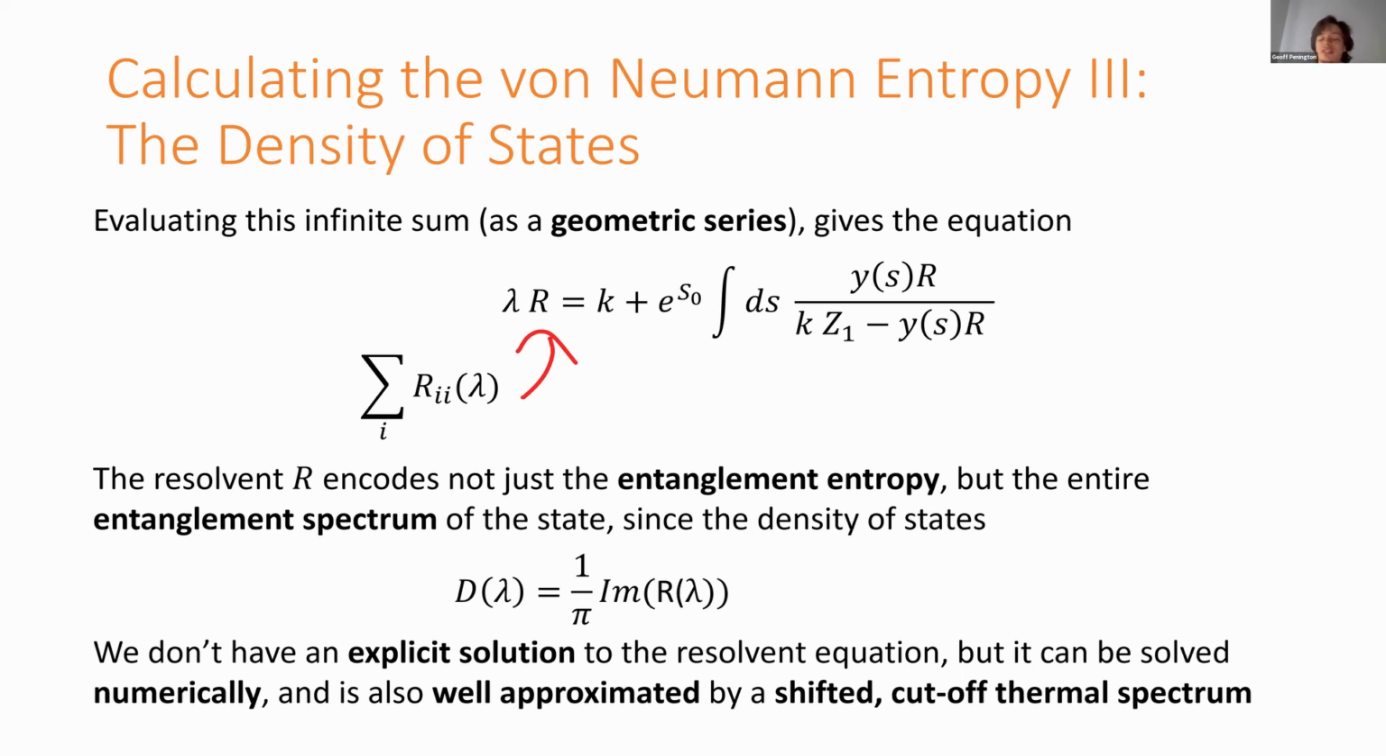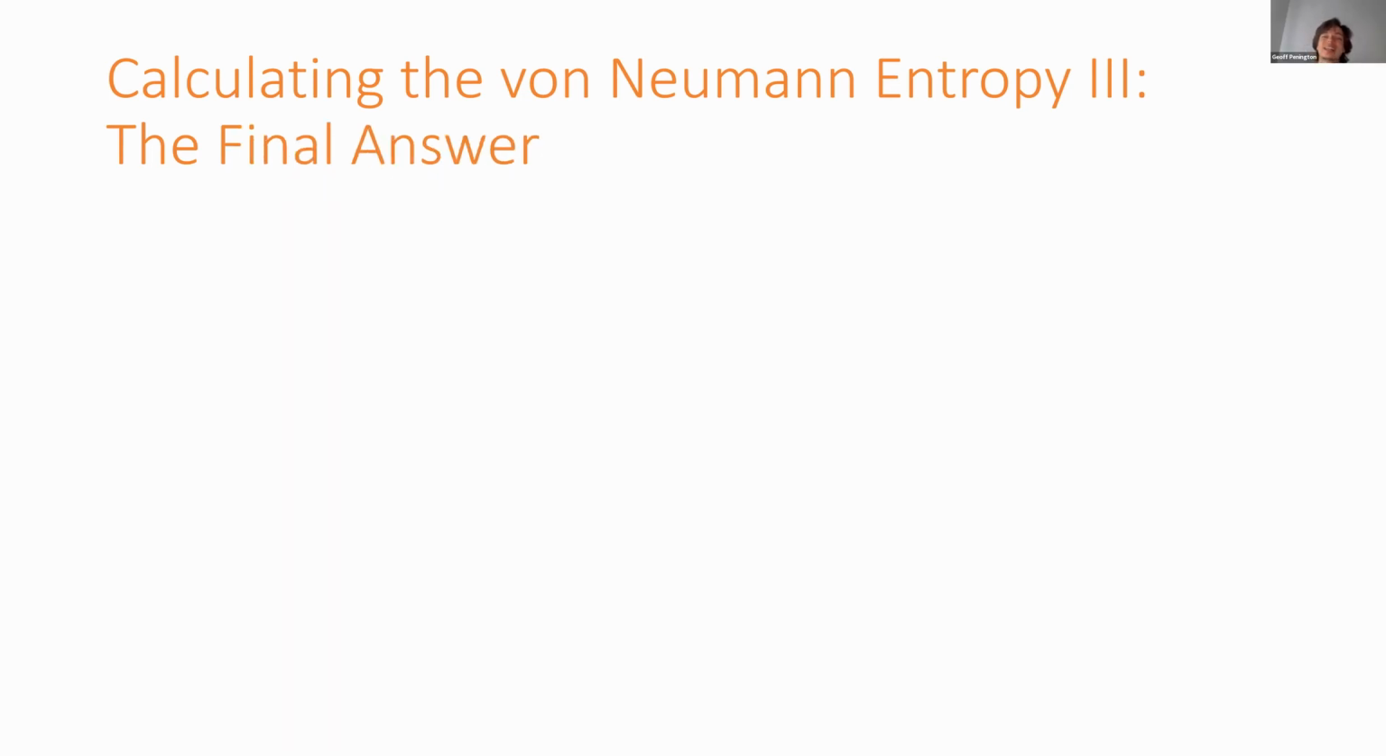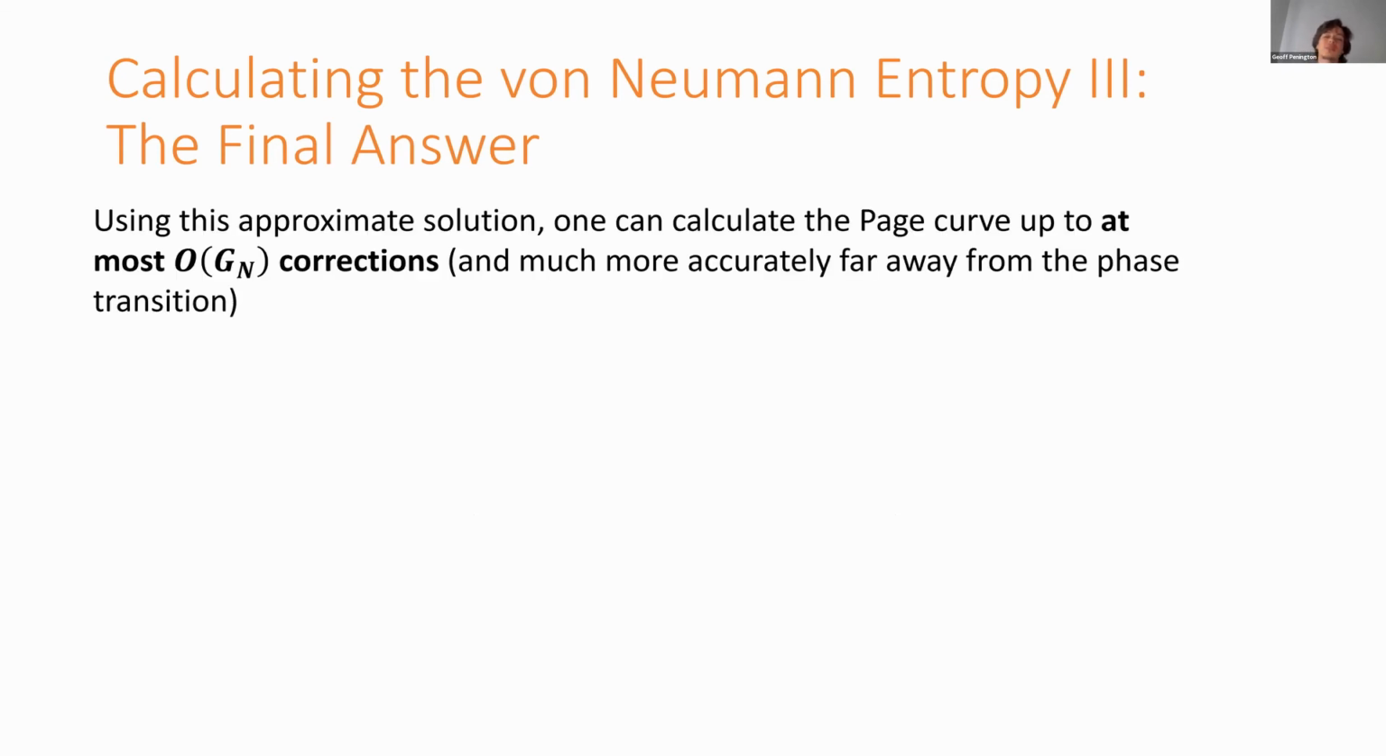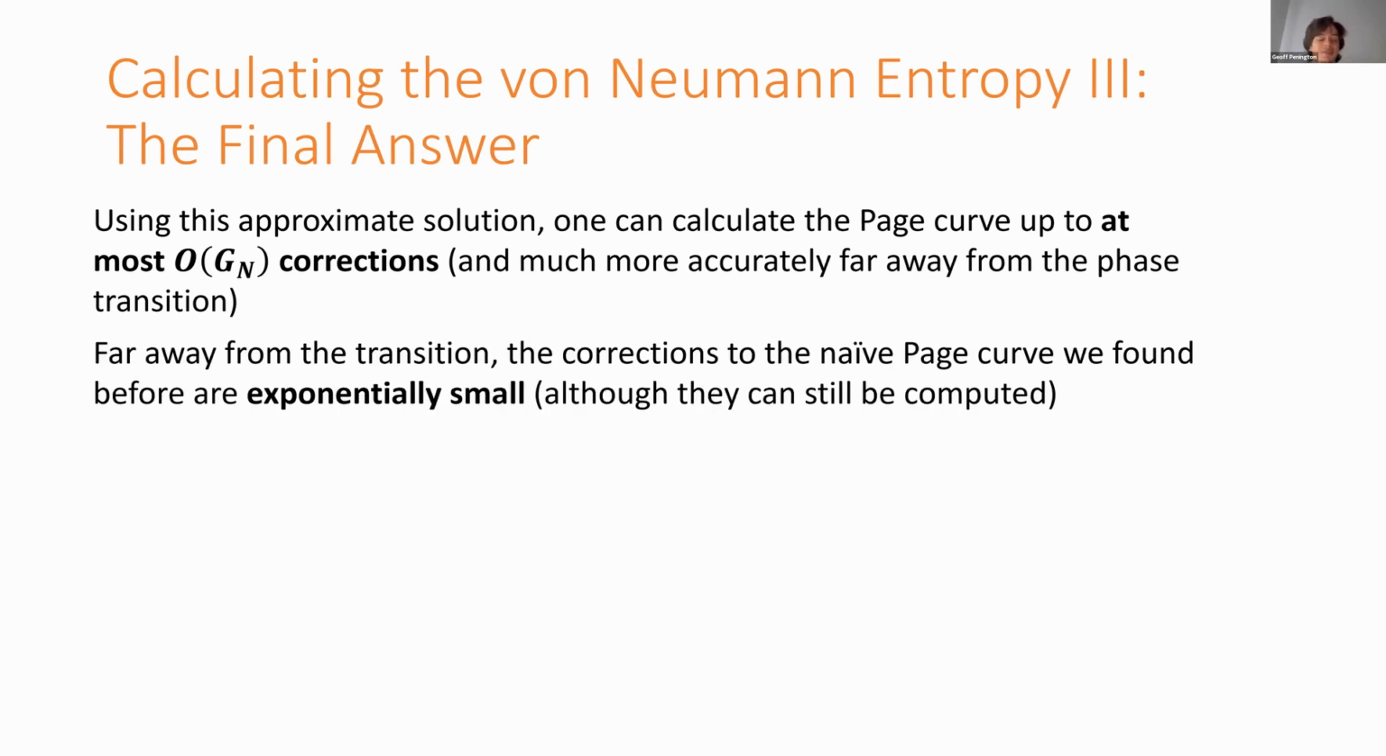And there's also a very good approximation that consists of taking just a thermal spectrum, cutting that thermal spectrum off after k eigenvalues, and then just shifting it slightly. I know I'm basically out of time. I will be done in one more slide. Just to make some comments about the final answer, you can actually calculate the Page curve up to really quite small corrections, order G Newton near the transition, and in fact far away from the transition up to exponentially small corrections. And in fact, you can compute those exponentially small corrections.